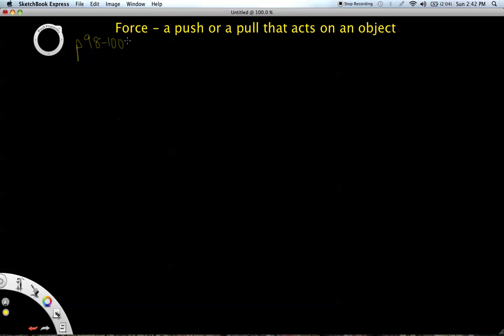Now, the first definition that is up here already is force. What is a force? A very simple way of thinking about it is a force is a push or pull that acts on an object. There's actually two main categories of forces. One we're going to call contact force, and the other one, as you probably remember, is action at a distance.